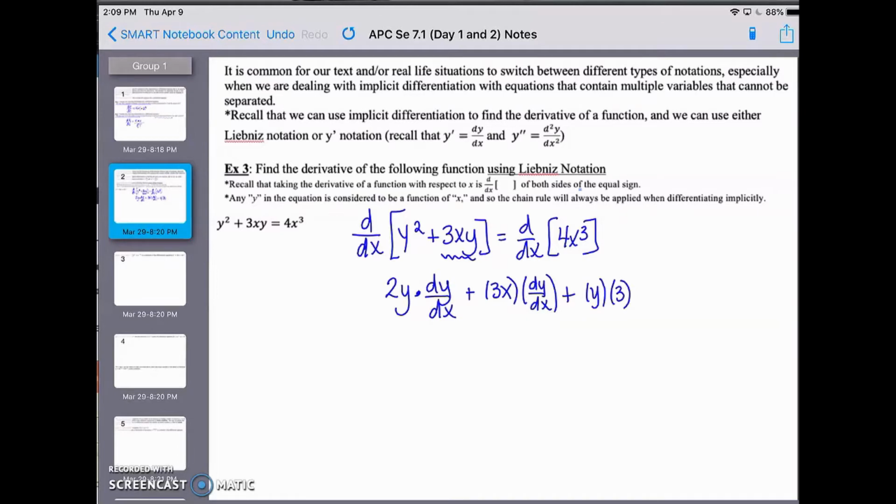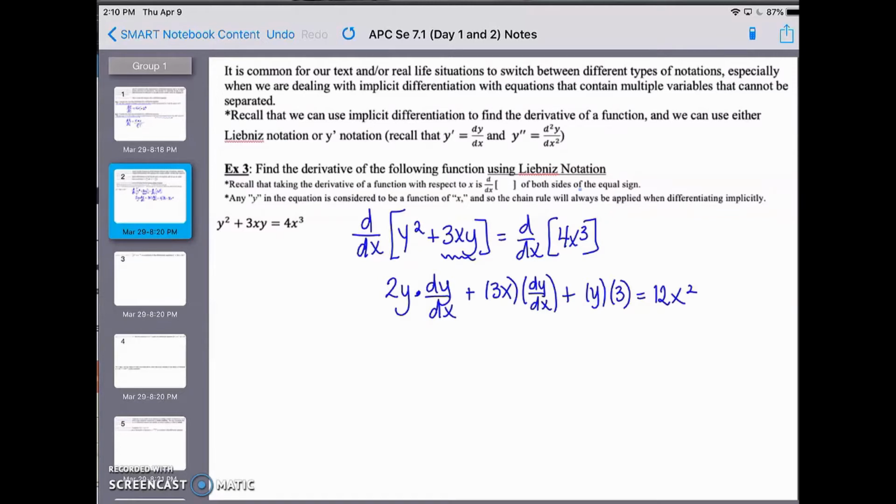Okay, and then on the other side of the equal sign, the derivative of 4x cubed, that's just power rule. 3 times 4 is 12, so that's going to be 12x squared. Okay, now I'm going to just do a little bit of simplifying. Remember, what I'd like to do here is find the derivative. Well, the derivative is dy/dx. So ultimately, my goal here is to make this look like dy/dx equals.